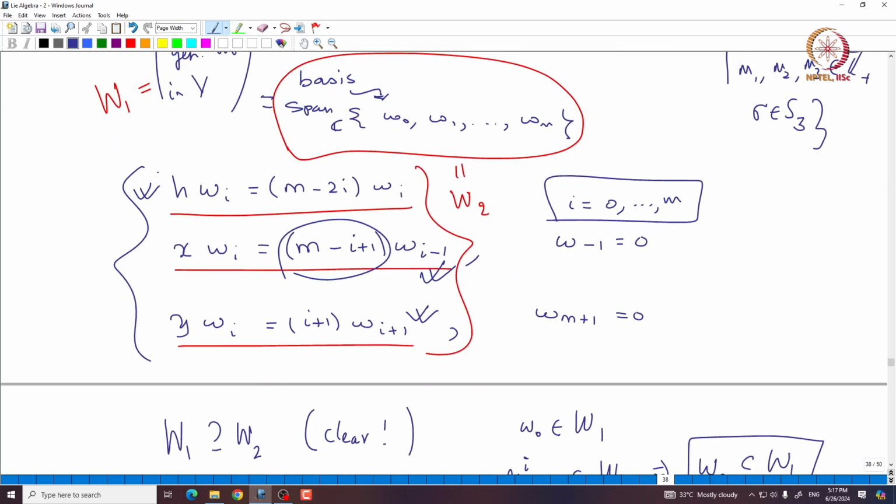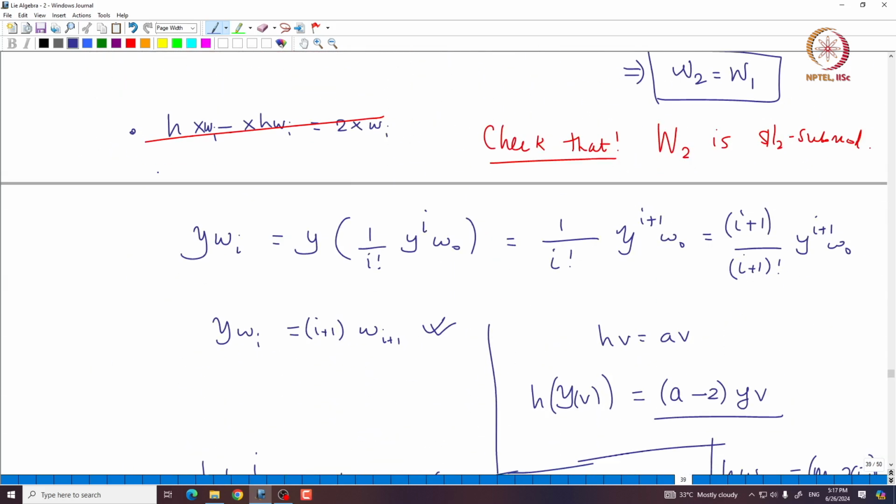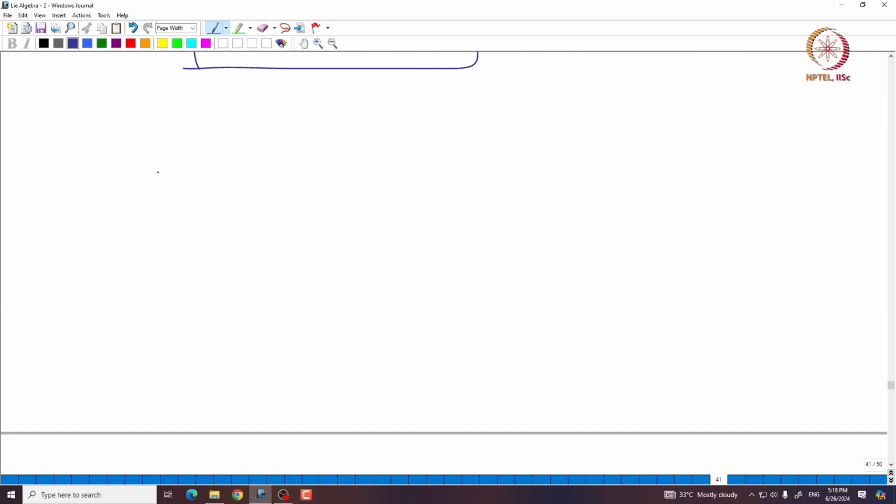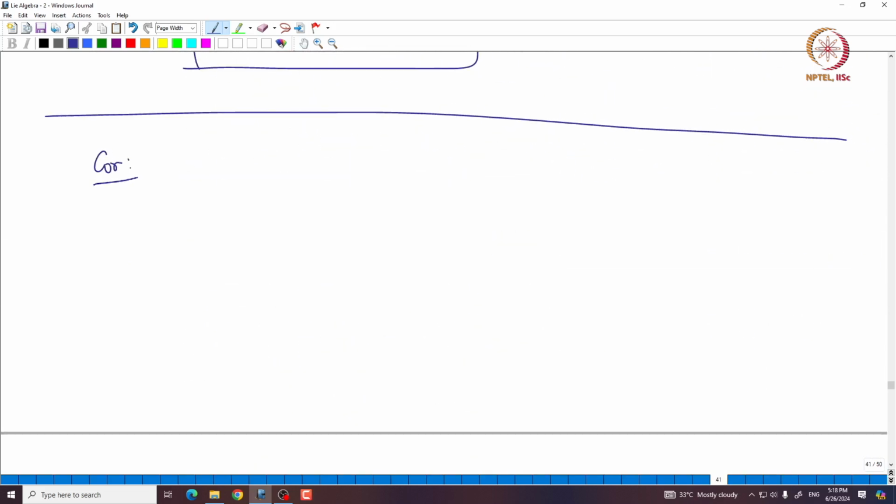So, now what is the immediate corollary of this result? If you start with an irreducible representation, okay, so immediate corollary, if V is a finite dimensional irreducible SL2 representation, then by using the early result there exists a highest weight vector of highest weight m.